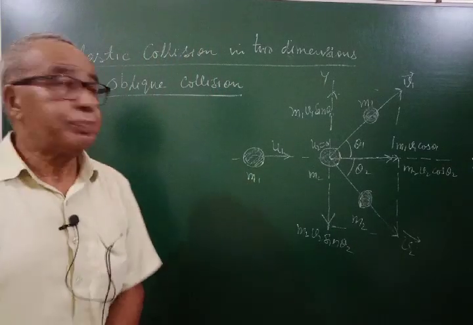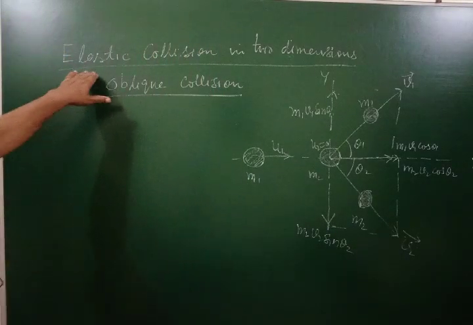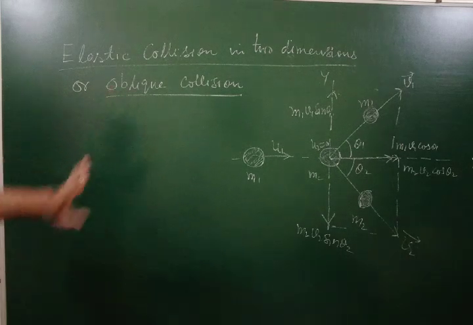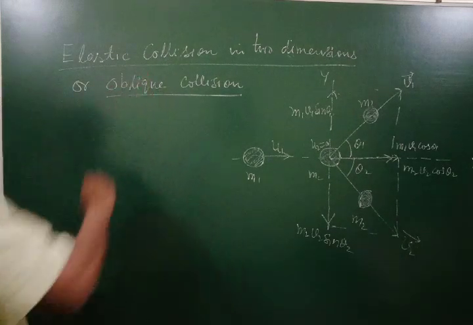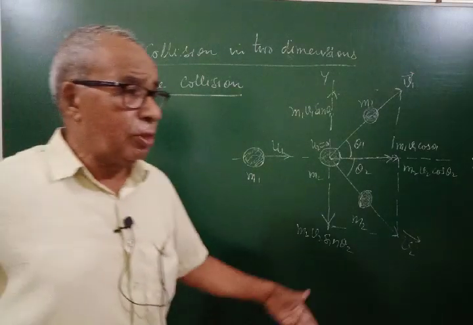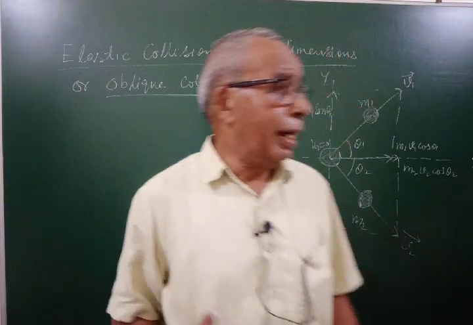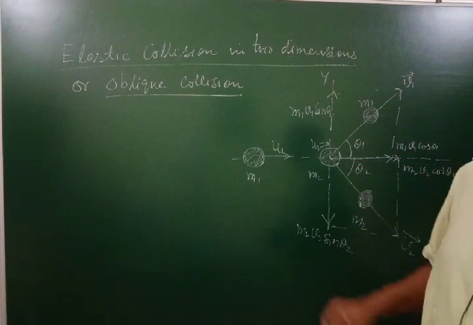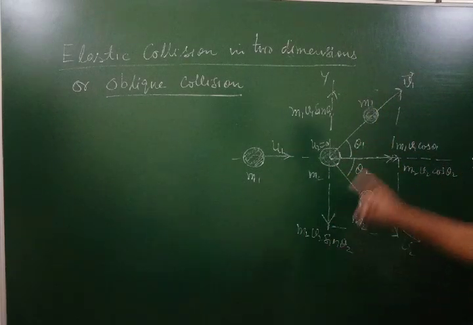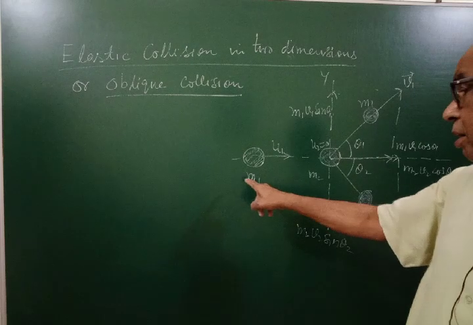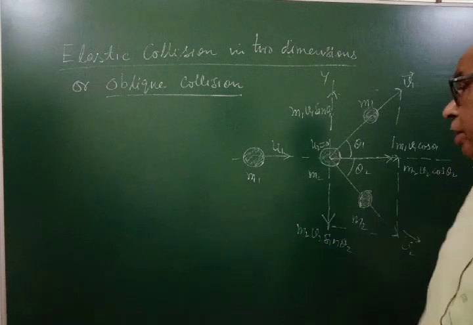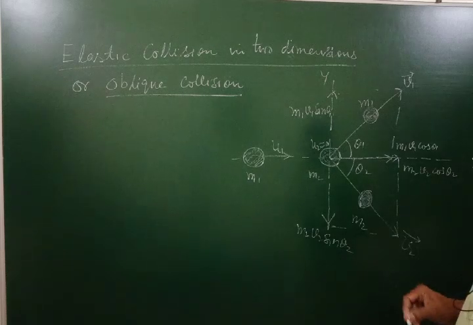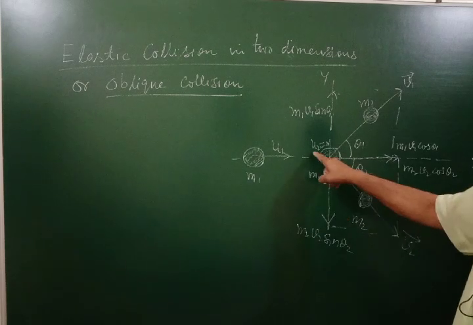Yes, student. Now I am taking here elastic collision in two dimensions, also called oblique elastic collision. Oblique means bodies collide elastically, and after collision, the bodies go in different directions as shown in the figure.